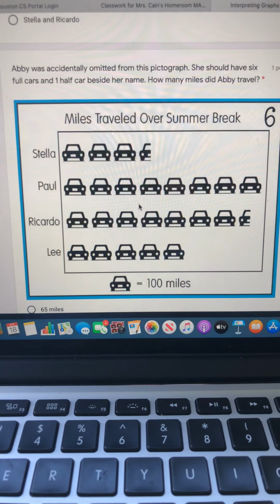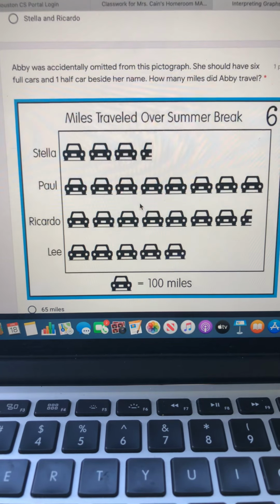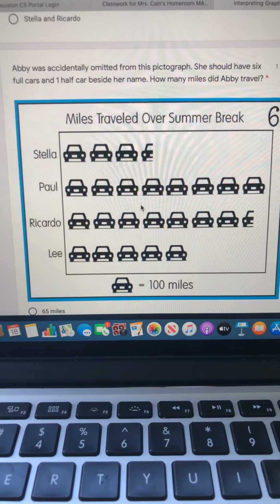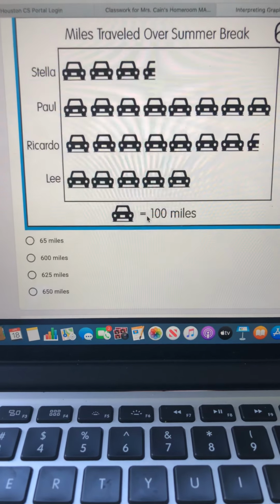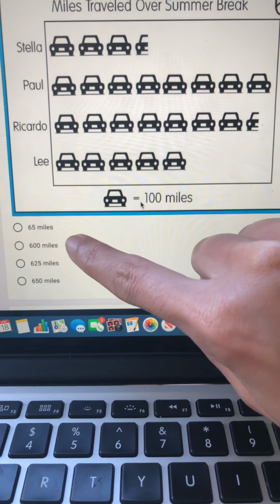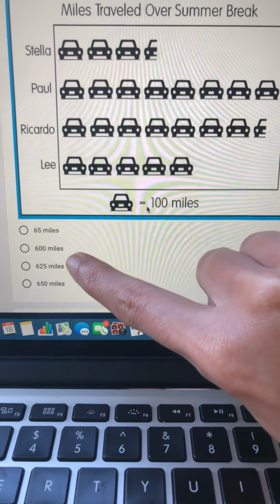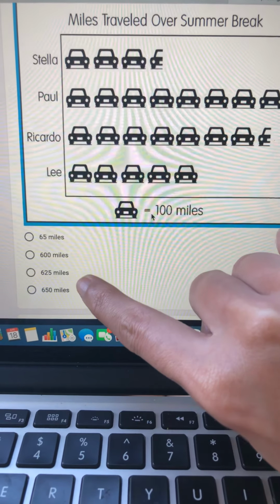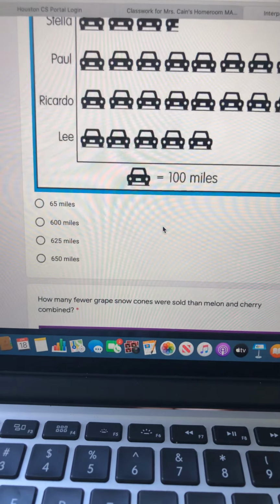All right, so Abby should have had 6 full cars and 1/2 car beside her name. So how many miles did Abby travel? Was it 65 miles, 600 miles, 625 miles, or 650 miles?